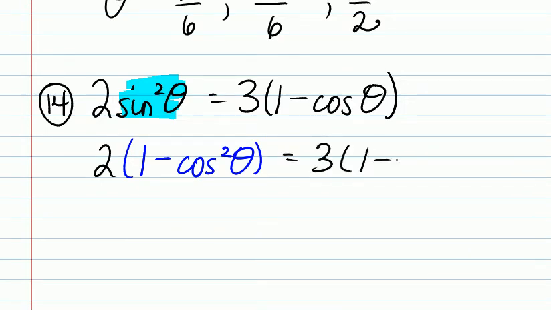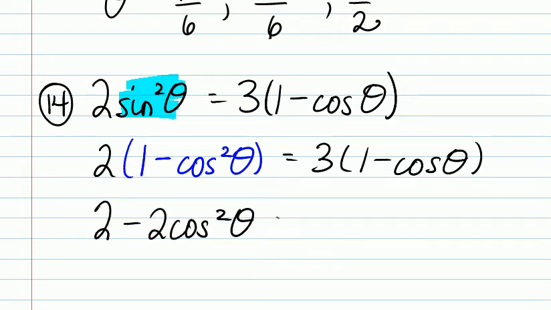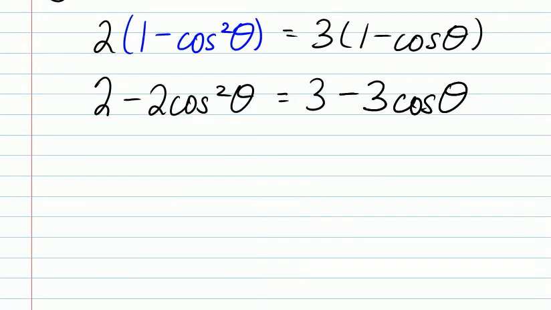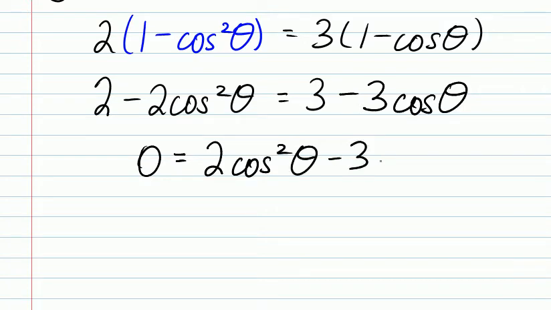So now we're going to do some nice normal algebra type math. We'll distribute. I said distribute and I didn't do it. And then we'll bring everything to one side. I'm going to move everything to the right because that will make our cosine squared positive. So I get 0 equals 2 cosine squared theta minus 3 cosine theta plus 1.